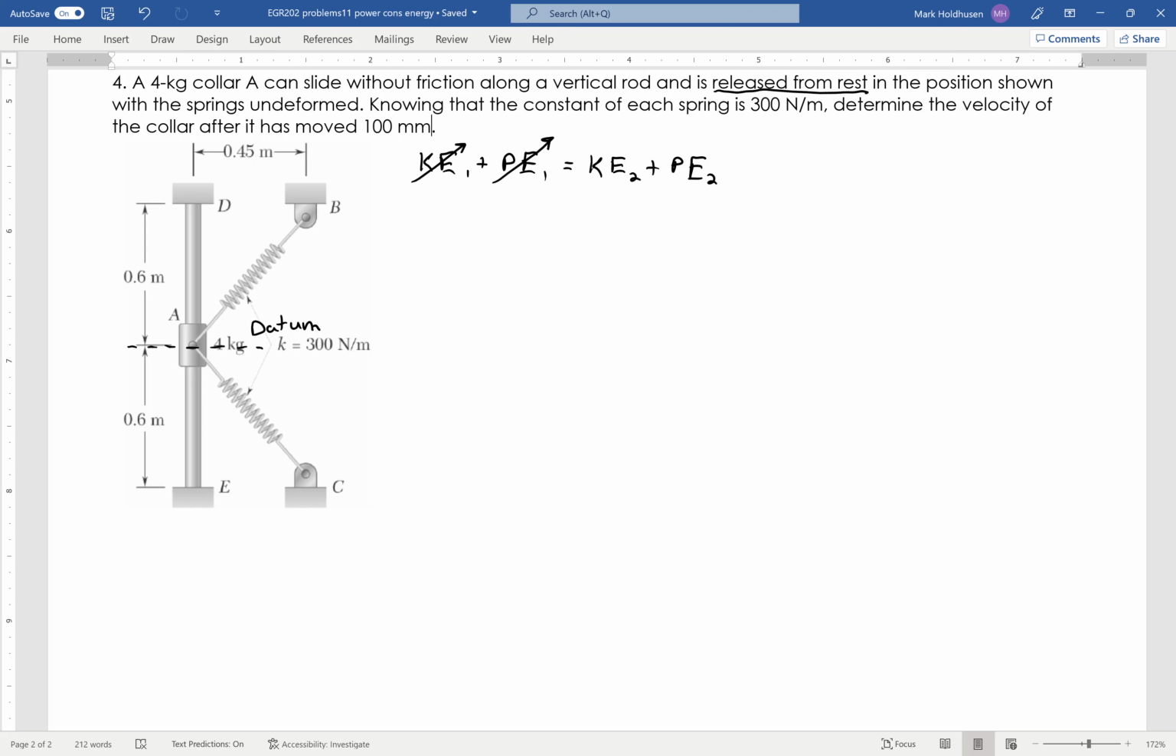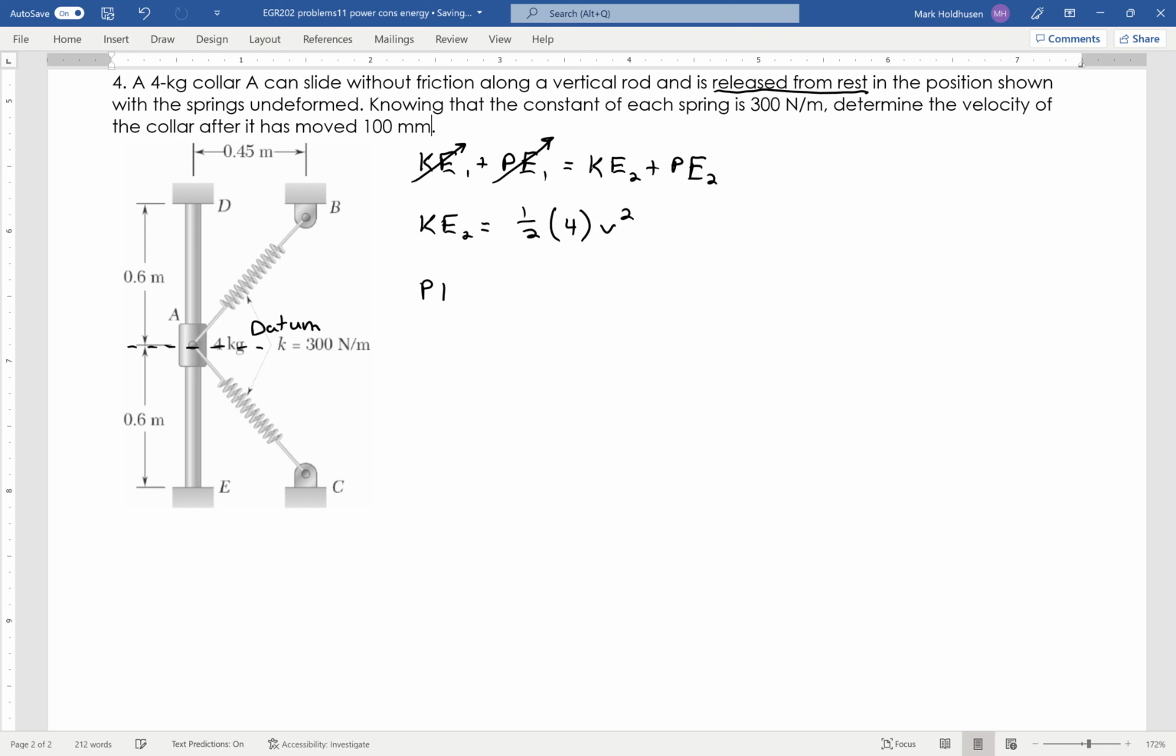So those definitely have 0 potential. So I may as well force the gravity to be 0 at this point as well. Then I can have one complete 0 potential right there. Again, I do get to choose that, but I think that makes the most sense for this. I don't get to choose it for springs, so I'm just using them as my guide for my datum here. Now, KE2, I really just have one mass here, and I'm trying to find its velocity, so it's just going to be 1/2 mv squared, where m is 4 and v is what I'm looking for.